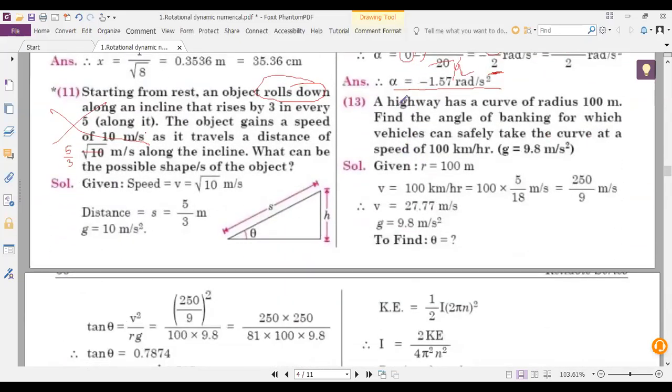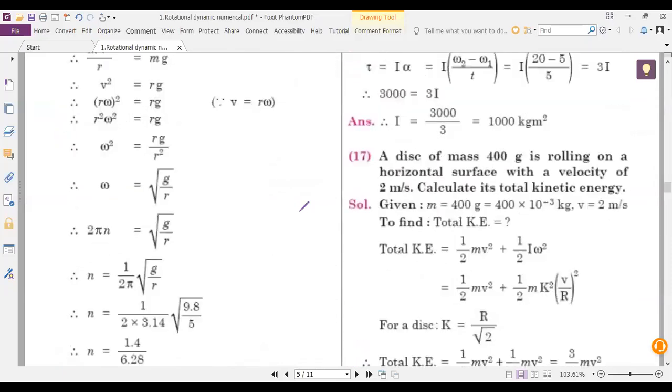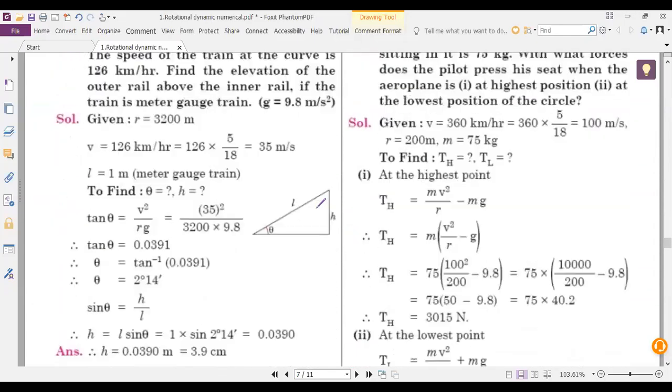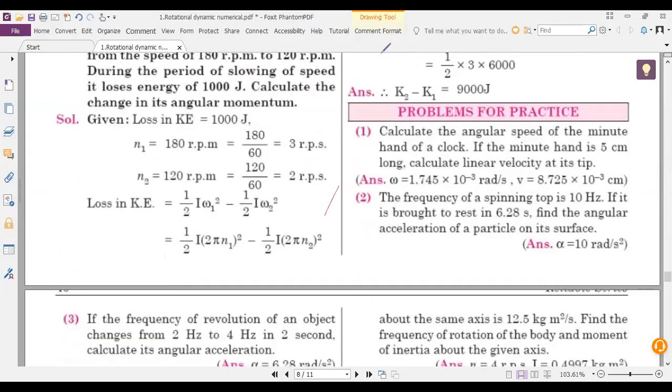Now next question. A highway has a curve of radius 100 meters. Find the angle of banking for which the vehicle can safely take the curve at a speed of 100 kilometers per hour. The problem is that here there is no star, which means we have completed our first chapter numerical. Does anyone have any doubt? No, sir. So this is the extra question. If you want to study this extra question, I will give you this PDF. It will be good to practice it based on your board exam.